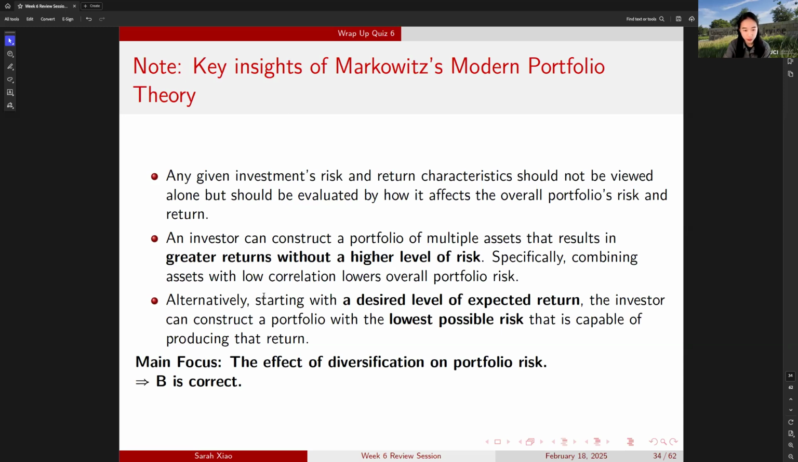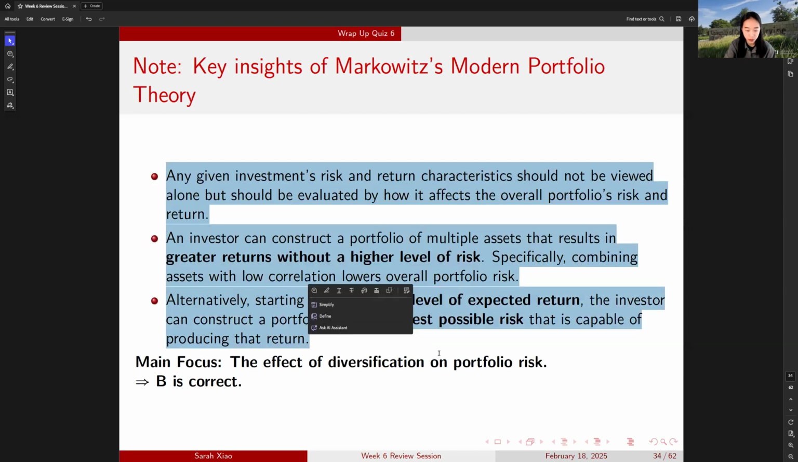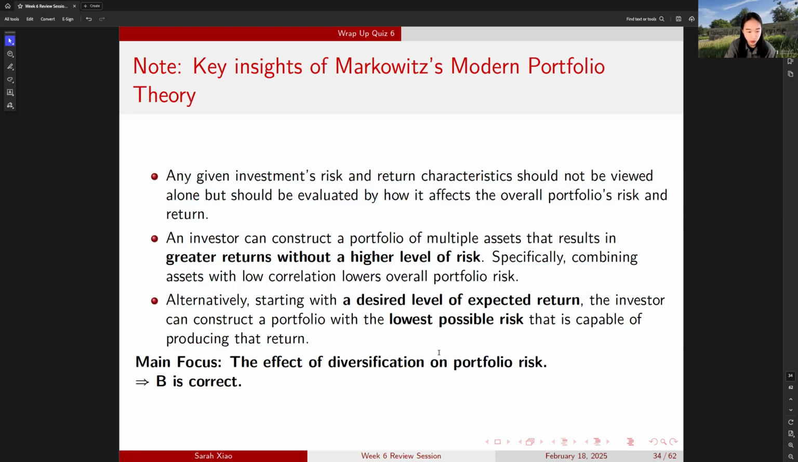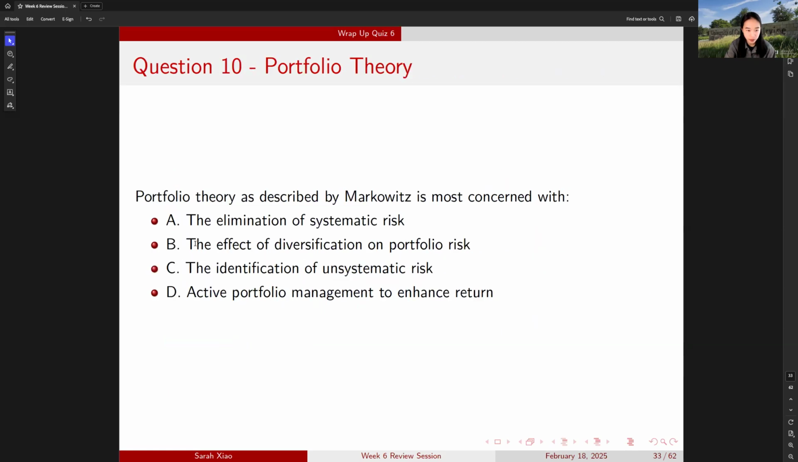Alternatively, we know that starting with a desired level of expected return, the investor can construct a portfolio with the lowest possible risk that is capable of producing that return. So from the main statement of portfolio theory, we know that the focus is the effect of diversification on portfolio risk, making B the correct answer.